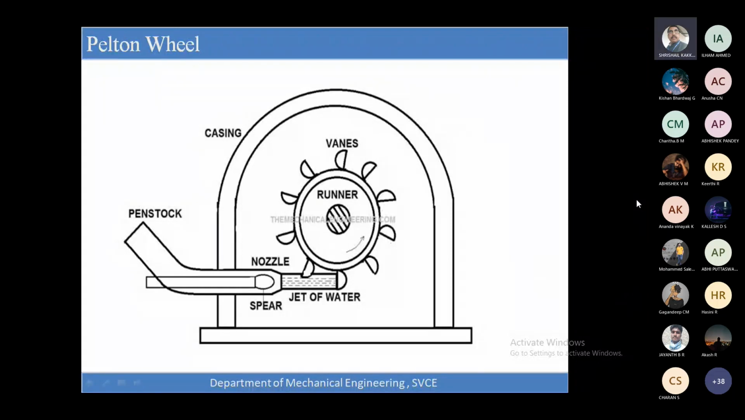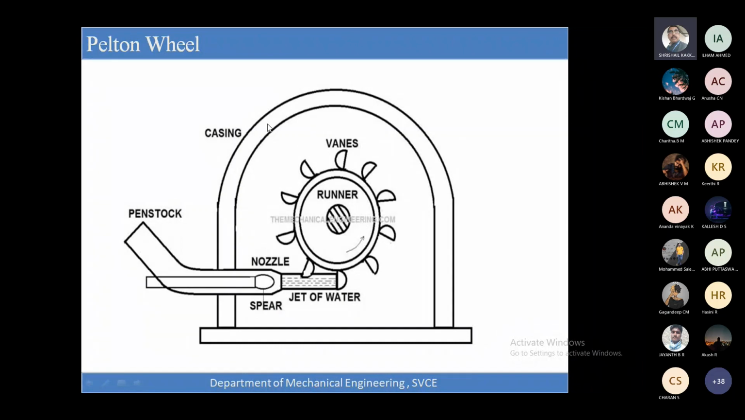Yes, sir. This is called a Pelton turbine or a Pelton wheel. It consists of important parts like the runner. The runner is a disc. On this disc, the hemispherical vanes will be connected. These are called buckets. On these, the jet will be impacting so that it will start to rotate.